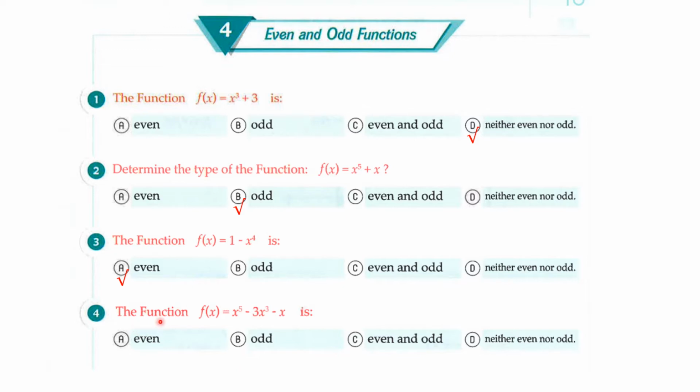Let's check number 4. The function here has an odd power, odd power, odd power, and I don't have a number. So it is an odd function. If they added a number over here, I would have gone to neither. If one of them was an even power while the others are odd, I would say neither. But all of them odd, directly, it's an odd function.